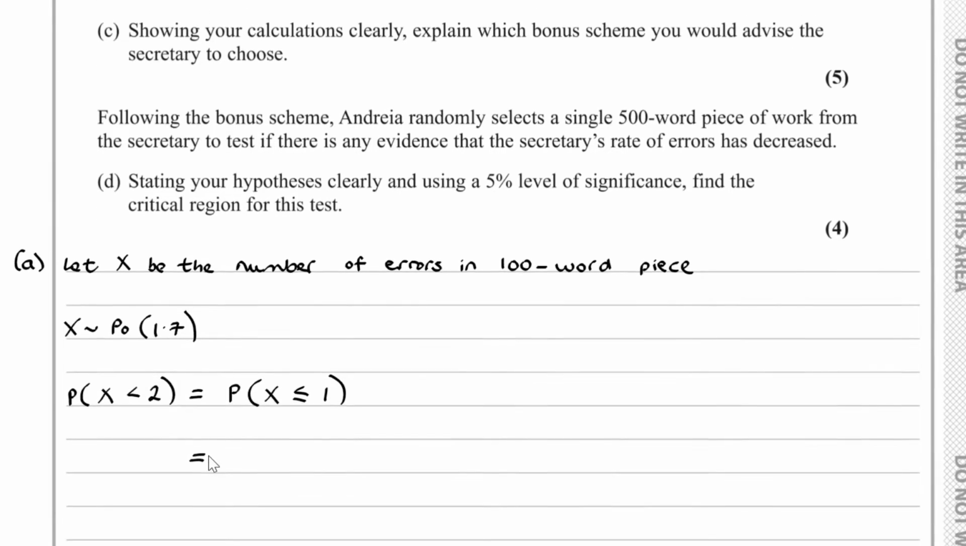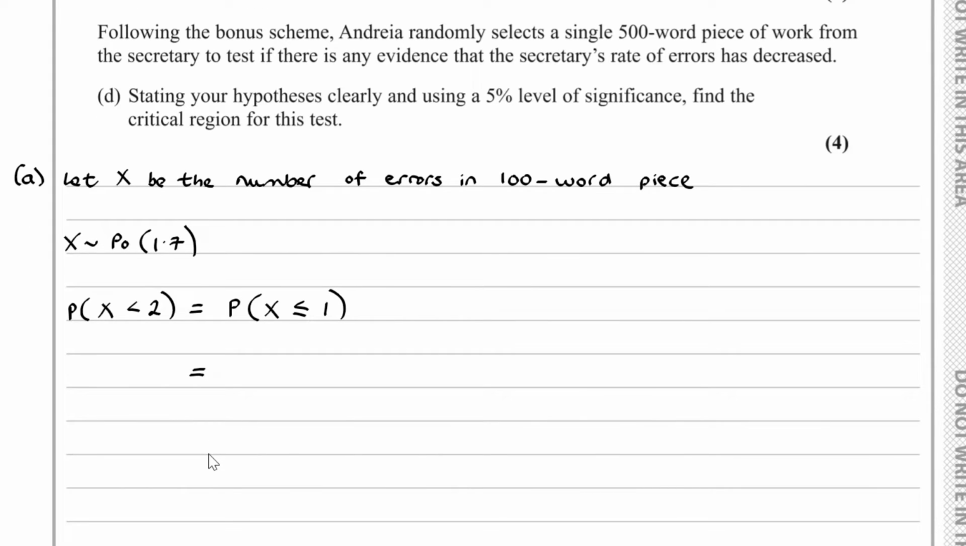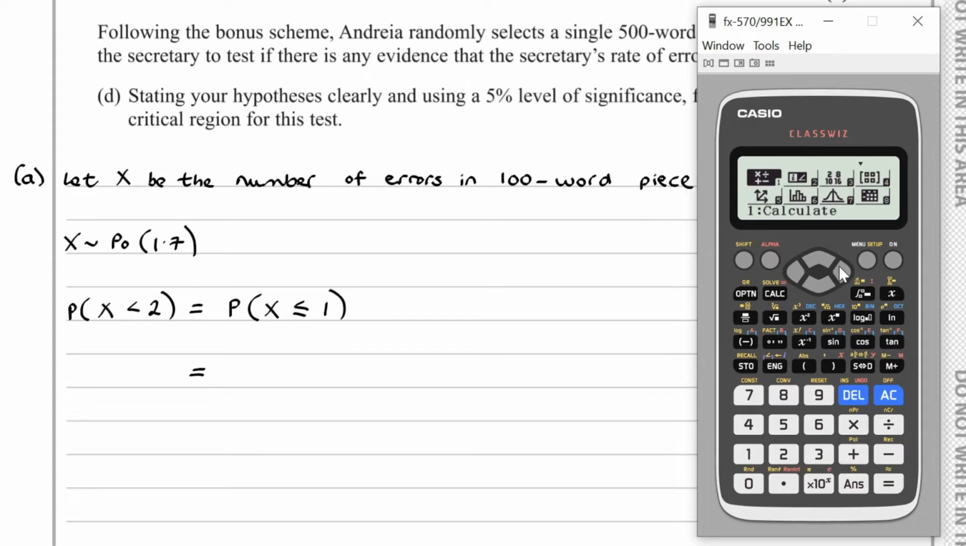And if we work this value out, for this we need to go to the distribution section. We have a Poisson cumulative, click variable, we have 1 here and 1.7 here, so we end up with 0.493, etc.